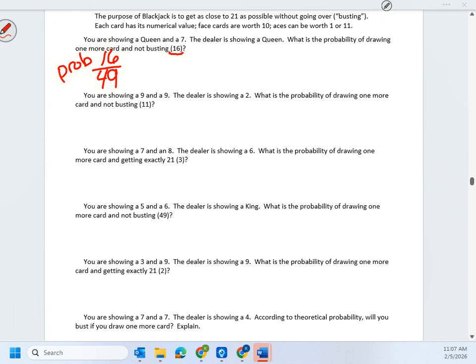Now, can I simplify 16 over 49? That is as simple as it gets. So I don't have to simplify it, but I do have to write my percentage. What is 16 over 49 as a percent? AJ? 33%. Now I need to do the odds. What are my odds going to look like?